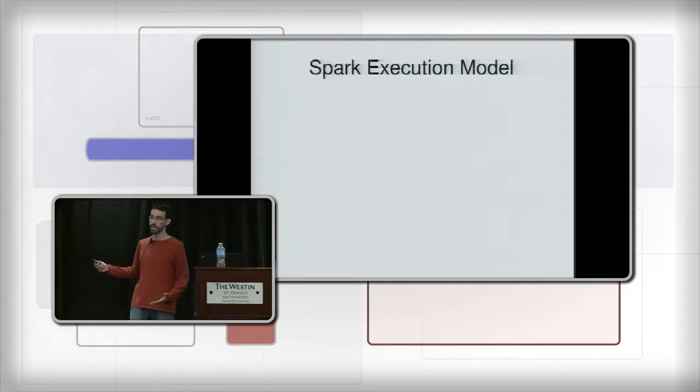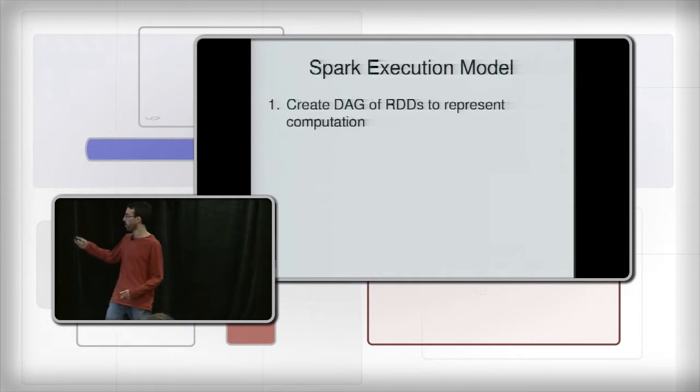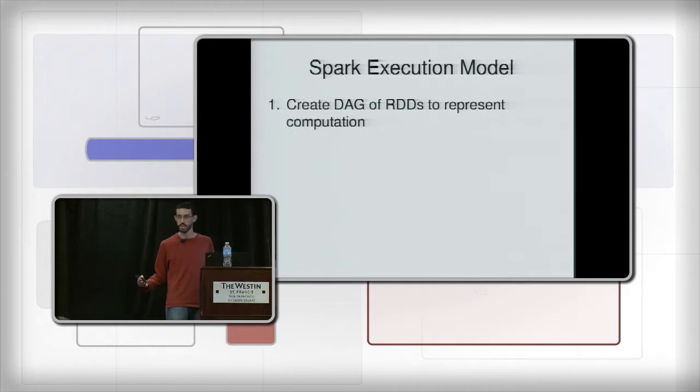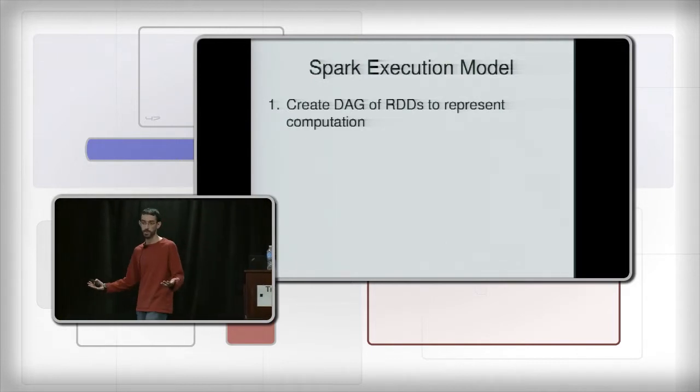So first of all, how do we execute this? I'm going to do this very high level first, and then we'll go through in more detail. First, we create a directed acyclic graph of RDDs, where an RDD is a sort of partitioned data set to represent the actual computation. So this is how we represent the computation.